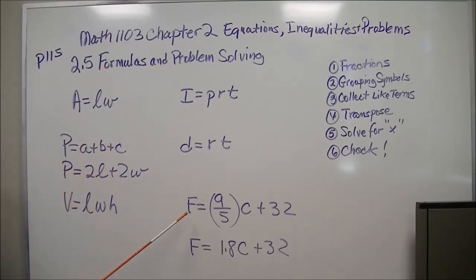This is for finding Fahrenheit. If you know the Celsius temperature, you take 9/5 of that, add it to 32, and this gives you the Fahrenheit reading. Or you can convert this into its decimal form: 1.8 times the Celsius, plus 32, gives you the Fahrenheit reading.